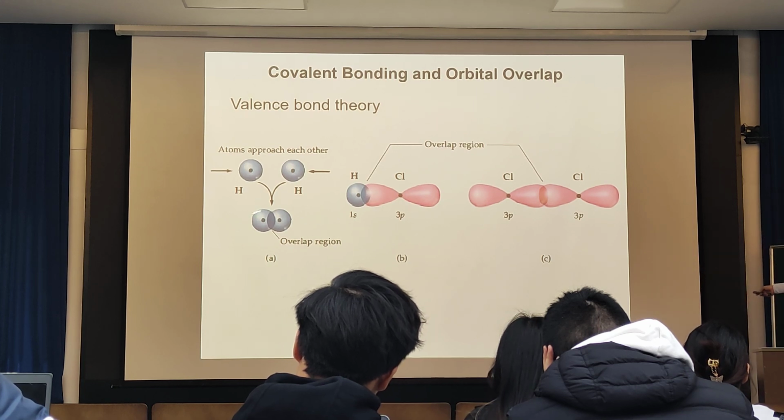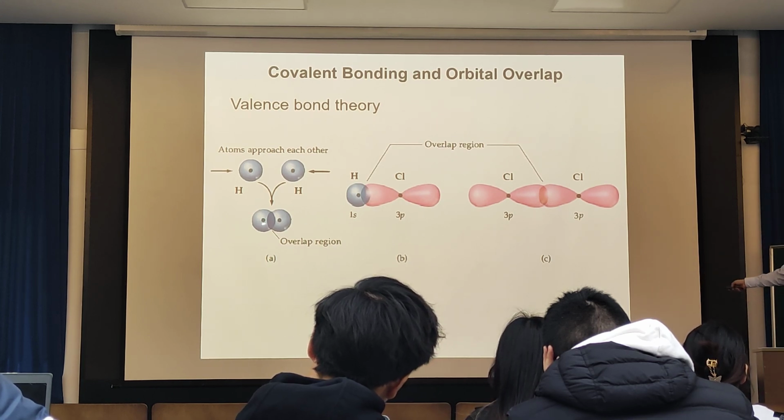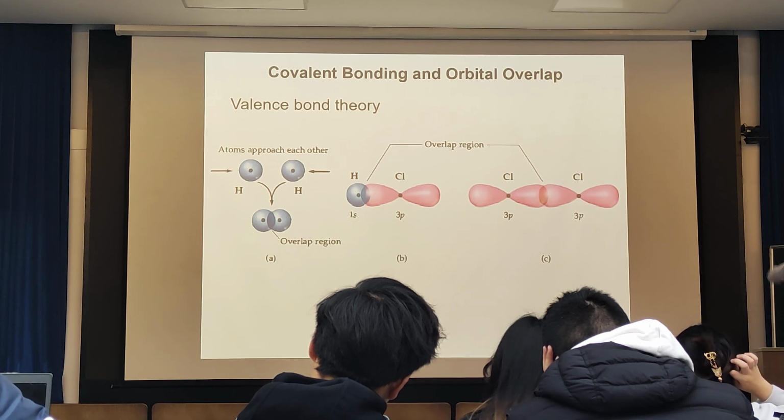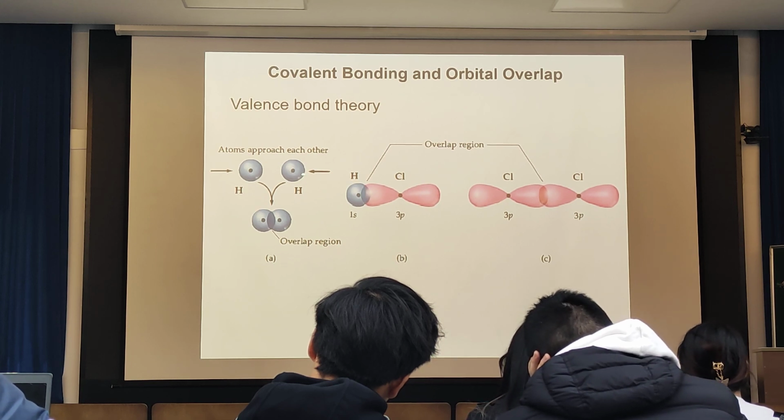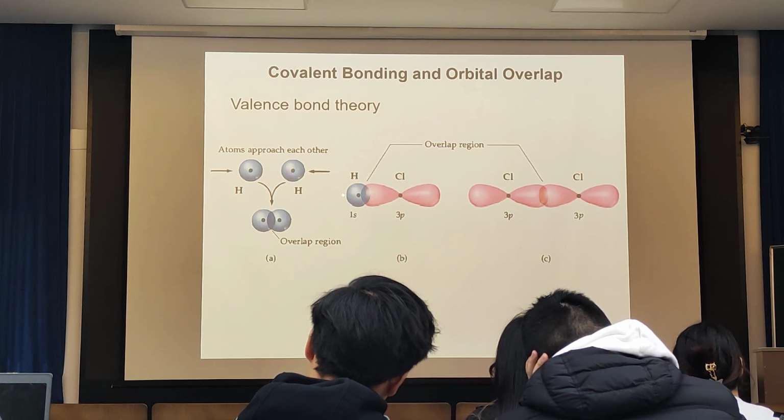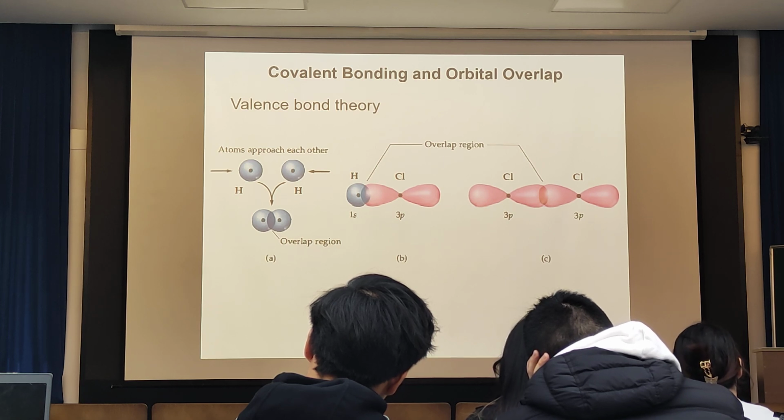So basically, you will have this overlap of the two atomic orbitals, and the area where they overlap, we call the overlap region. So here you have S orbital and S orbital overlap. You have S orbital and P orbital overlap, and you have P orbital and P orbital overlap, right?